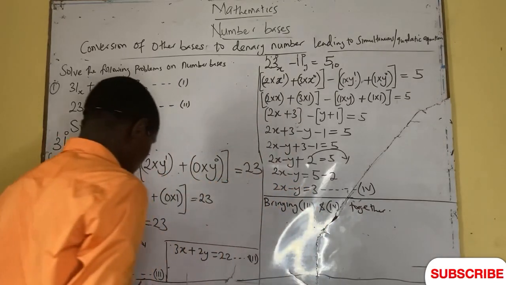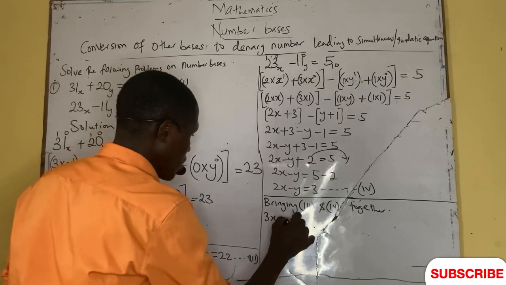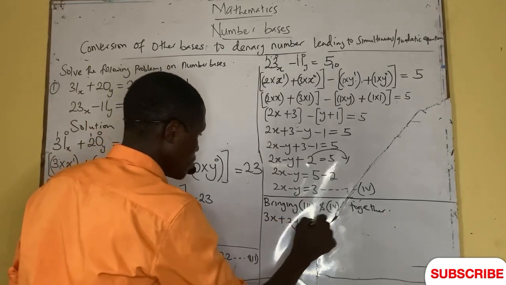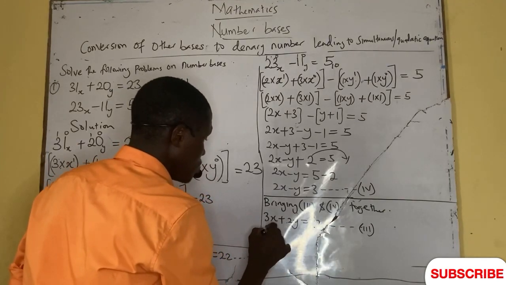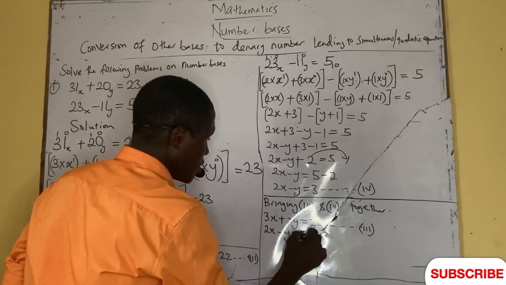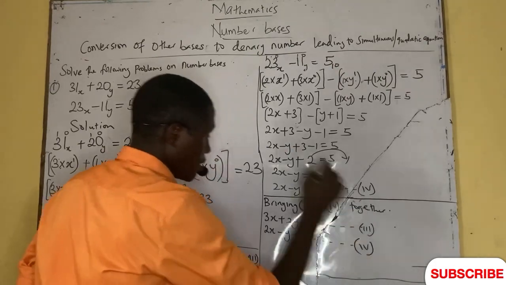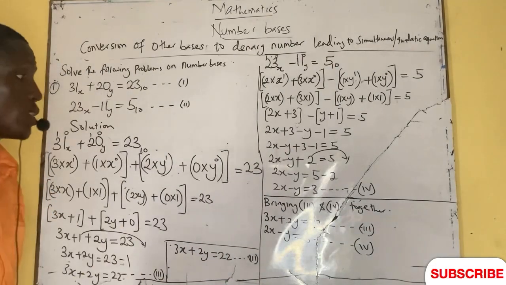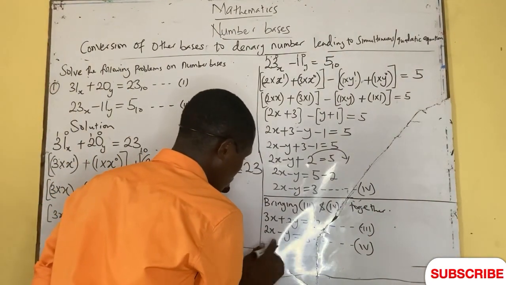We have 3x plus 2y equal to 22, equation 3. Then 2x minus y equals 3, equation 4. Now, to solve this question, we are going to be using the elimination method.